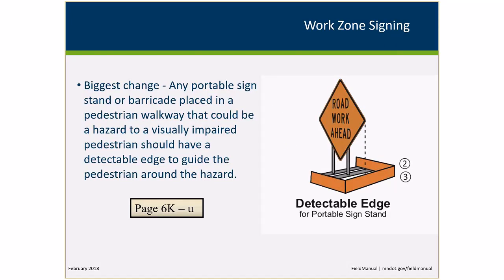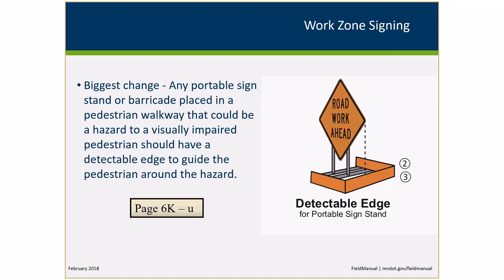The biggest change in the work zone signing section is a requirement for having detectable edges around portable sign stands. Previous to this, the MUT did clearly say that you can't put a portable sign stand in an area where a pedestrian can trip over it. It just says you can't do it. We know that there are situations where we need to do that, but we want to make it so it's not a hazard for pedestrians with visual disabilities.